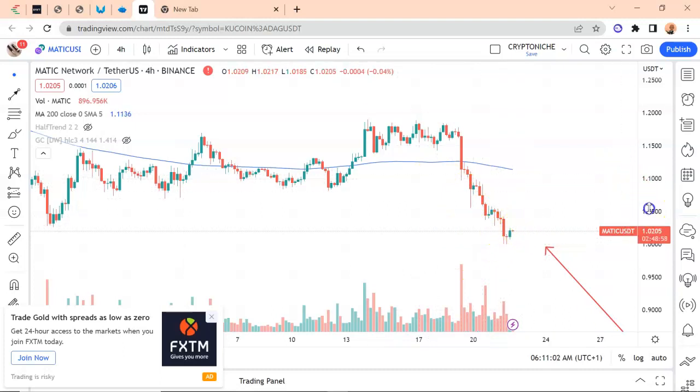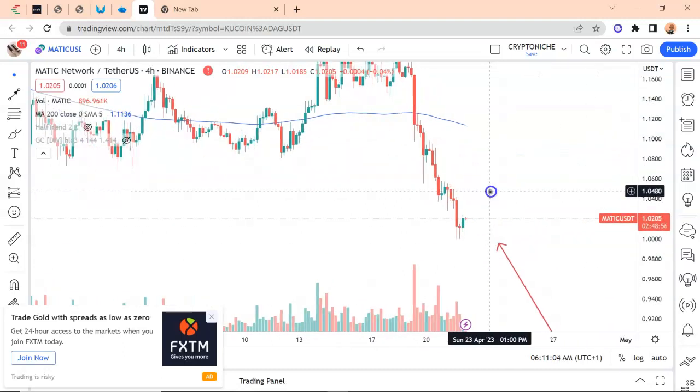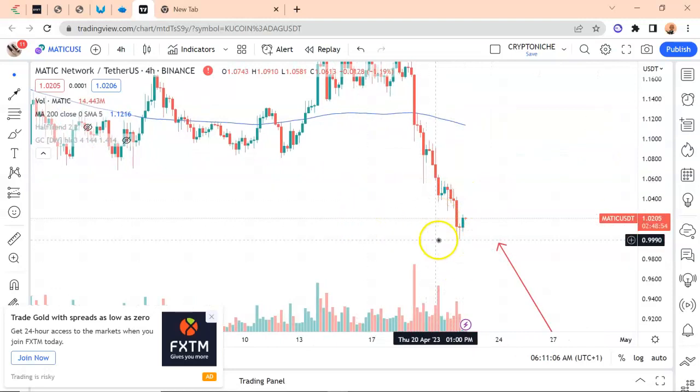Because we zoom in on 4 hours, we can see this rejection candle right here. Can you see it? There is a rejection candle right here, and it is telling us something we need to pay attention to. This candle is a rejection candle forming at the bottom of this bearish candle. For several hours now, more than 24 hours, it's been bearish.